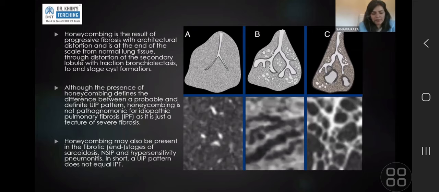Honeycombing means end-stage fibrotic lung disease. It does not mean IPF. It means definite UIP pattern, which you can have with IPF and many other diseases as well. It's not really helpful, but it's certainly worth pointing out that you can see honeycombing in non-UIP patterns as well. For example, NSIP and HP can also show honeycombing, but that should certainly not be the predominant factor.